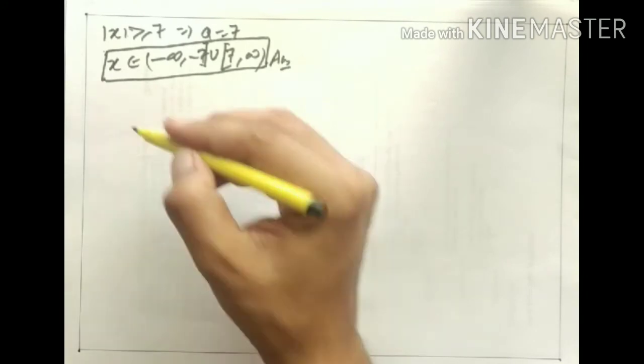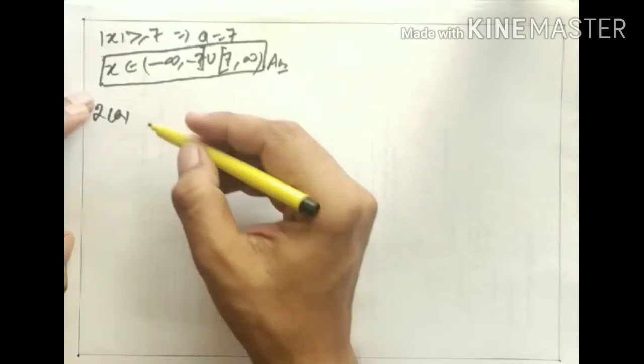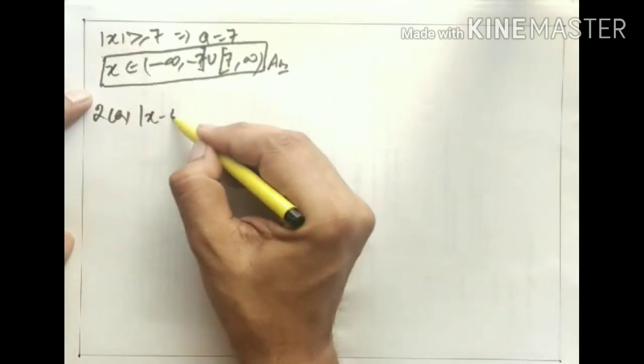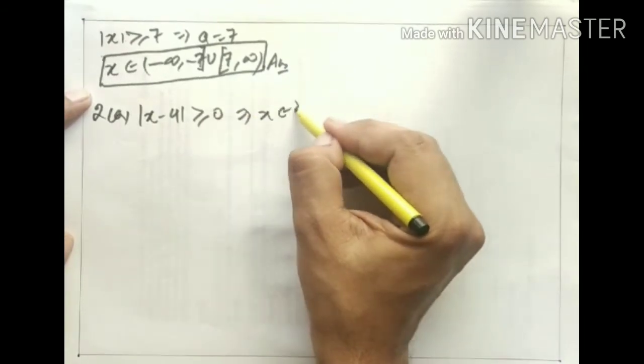The next example has many parts. The first part is mod of x minus 4 is greater than or equal to 0. Then we have to find the interval of x.